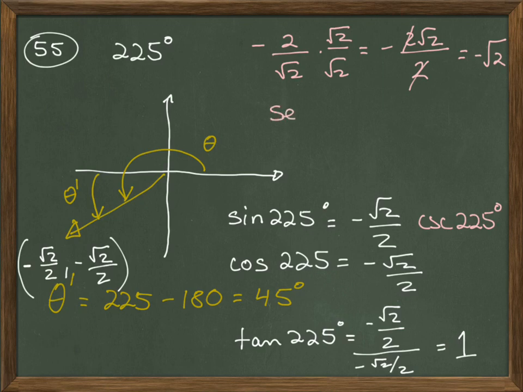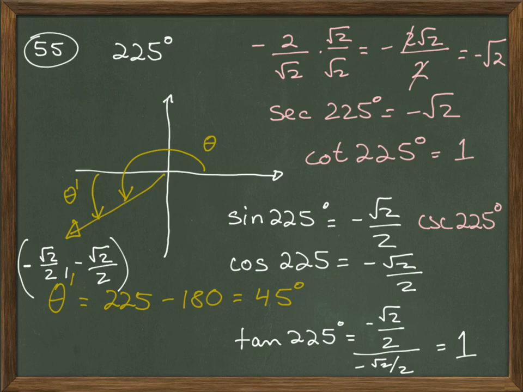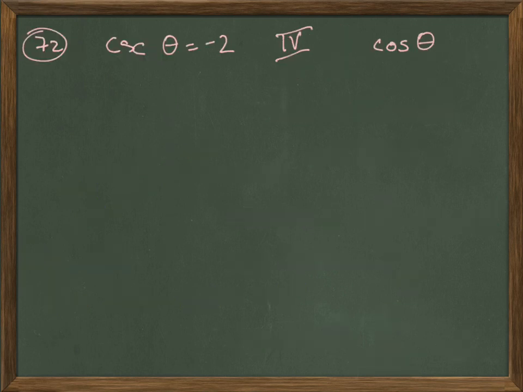The secant of 225 degrees is the same, negative square root of 2. And the cotangent of 225 degrees is the reciprocal of 1, which of course is 1 as well. That's how you find the trigonometric functions. Let me show you one more problem like number 72.